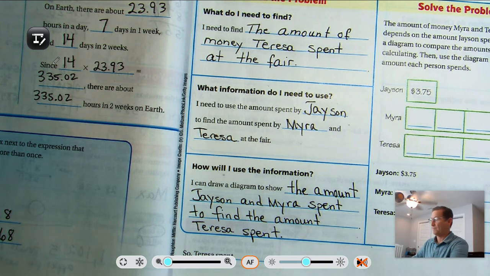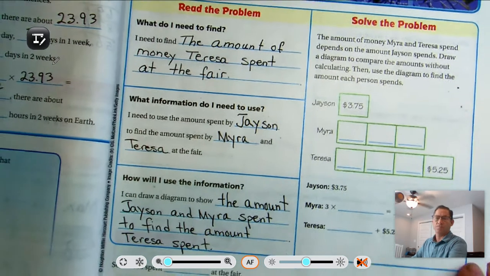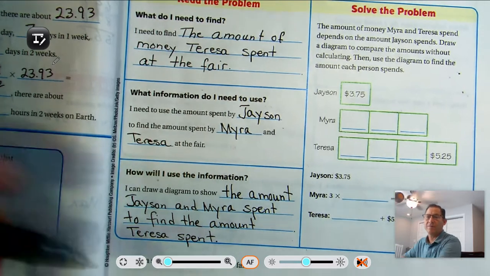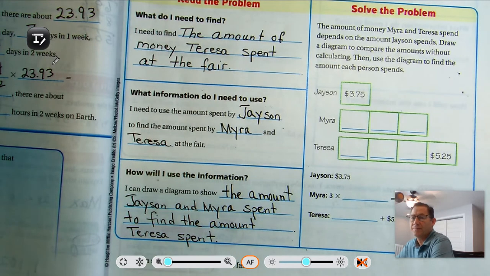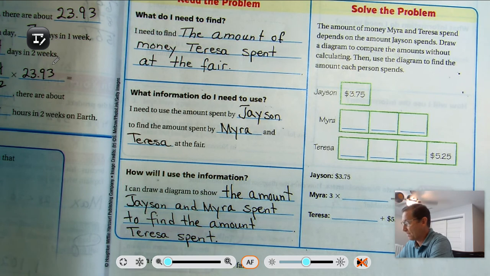So we're going to draw a diagram. So what does that look like? Well, the amount of money Myra and Teresa spend depends on the amount Jason spends. So we're going to draw a diagram to compare the amounts without calculating. Then we're going to use the diagram to find the amount each person spends.